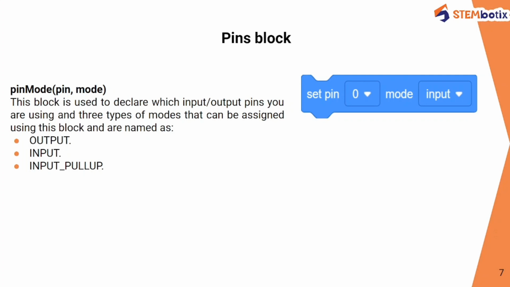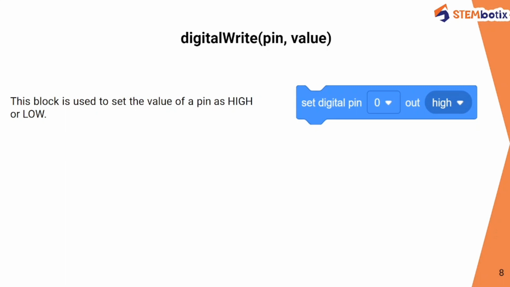So here, as I mentioned, we need to set the pin and the mode of that pin. The same goes for digital write. In C language, we will see digital write with the pin and the value we need to write on that digital pin. This command is basically written in C language rather than a block code. So in place of that C language command, we are using here a set digital pin 0 out high.